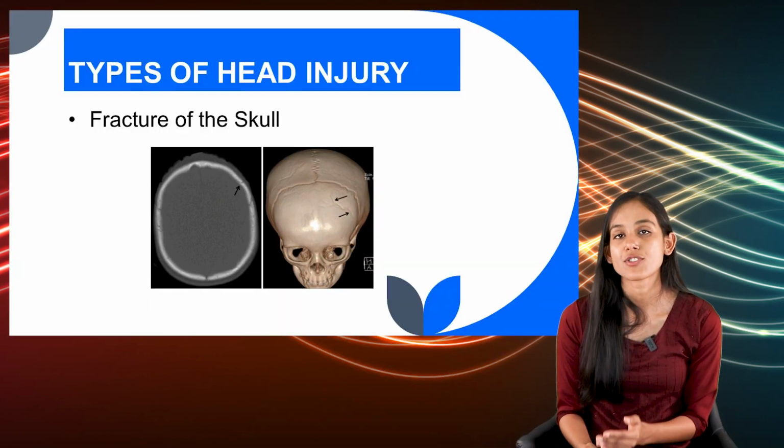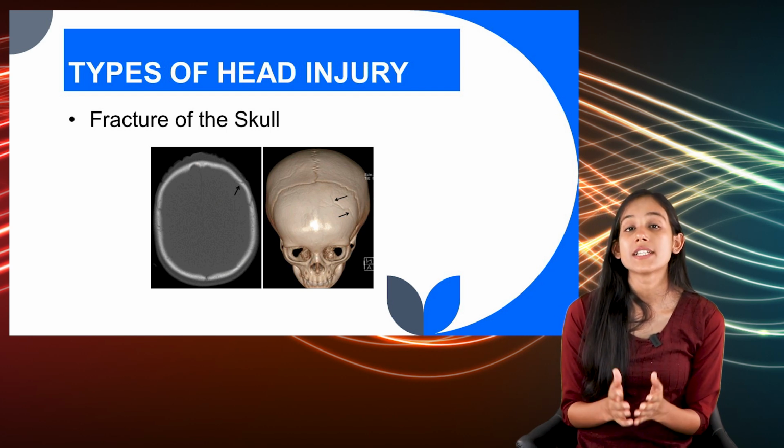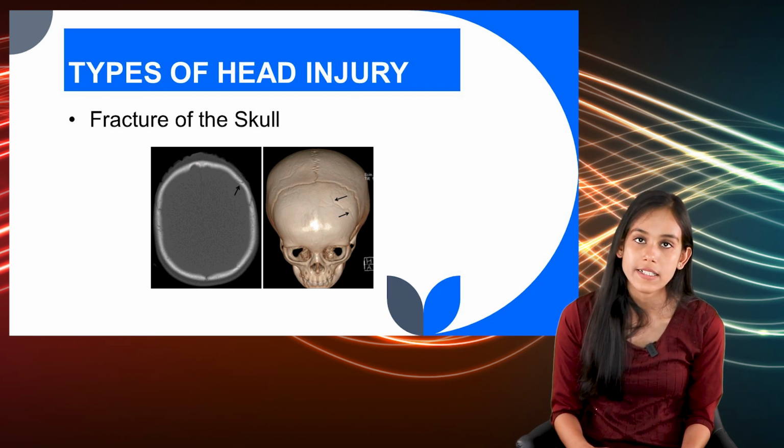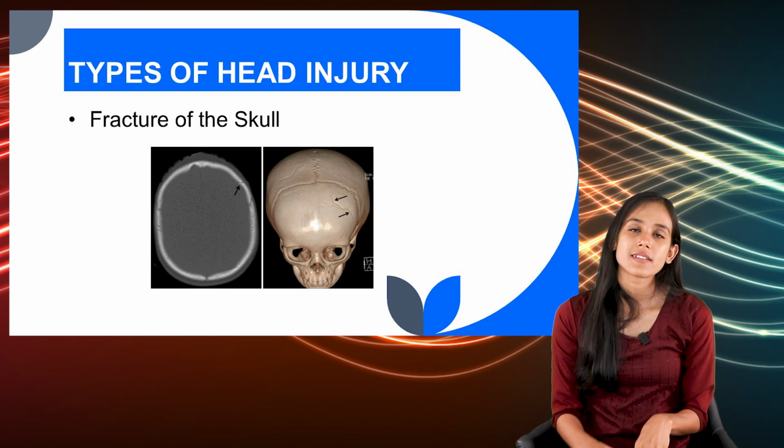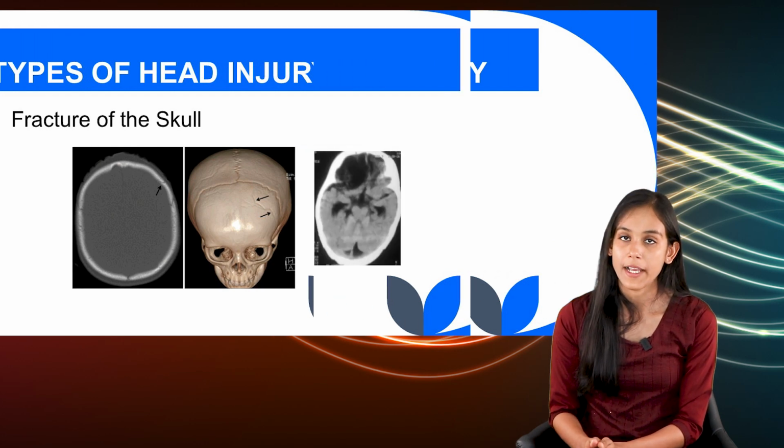Well, so these are the grades of traumatic brain injury. Now, there are different types of brain injury. So, let us understand what are the different types of brain injury that might occur. So, the first thing is fracture of skull. Fracture of skull is more common in neonates because of their bone elasticity, and the type of this fracture is mostly depressed type.